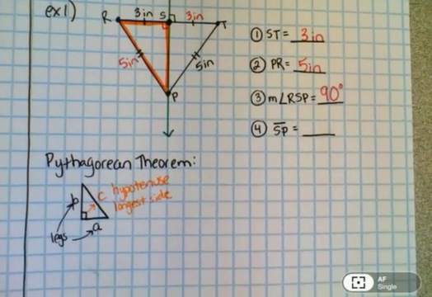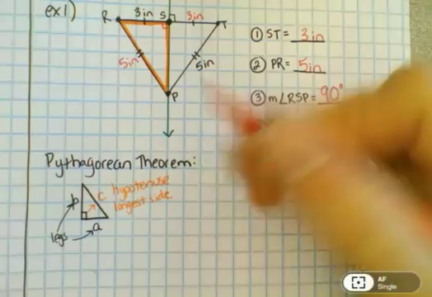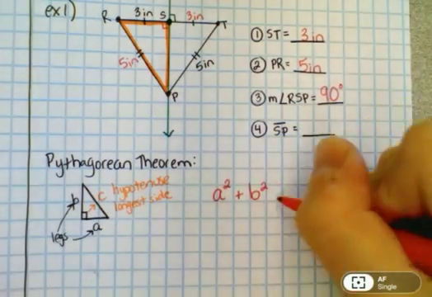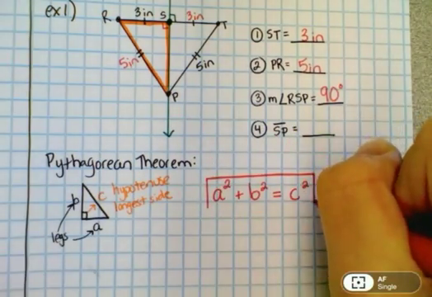If you know two of the sides, you can find the third using this theorem. It goes A squared plus B squared equals C squared. That is the Pythagorean theorem.